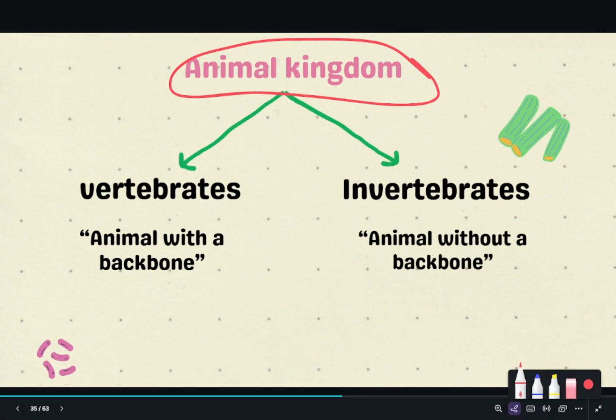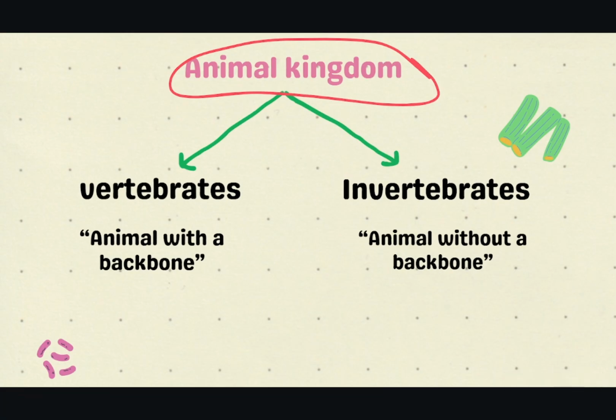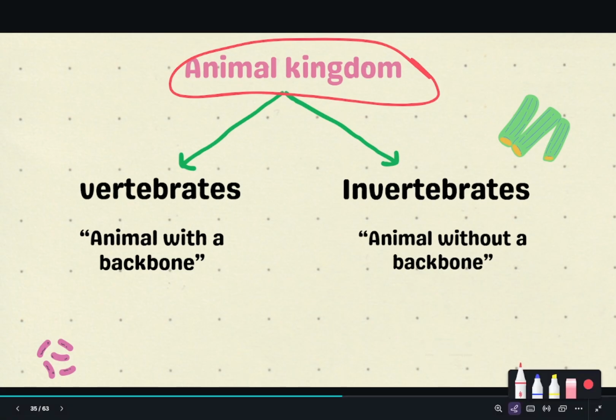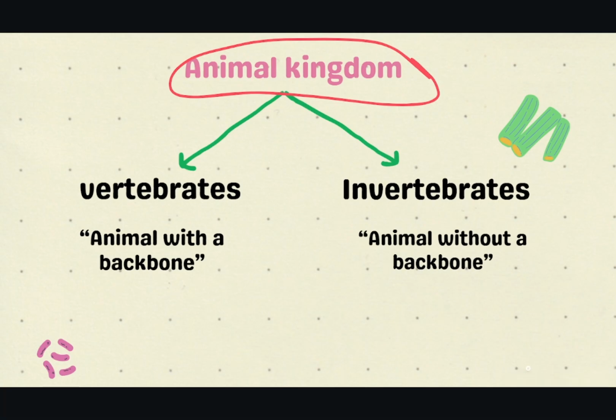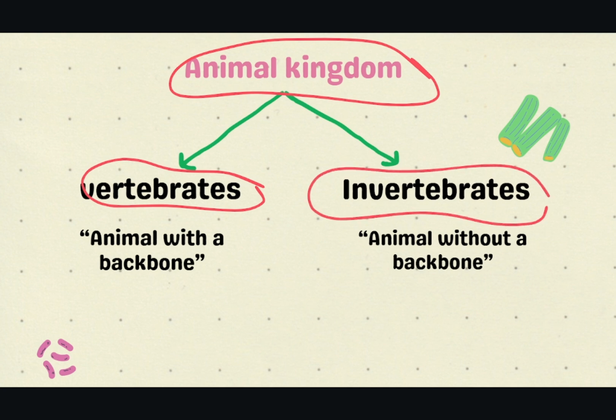So for the animal kingdom, you need to know that the animal kingdom is vast. It's huge. So for our ease of classifying animals, we have divided this huge animal kingdom into two groups. The first one is vertebrates and the other one is invertebrates.